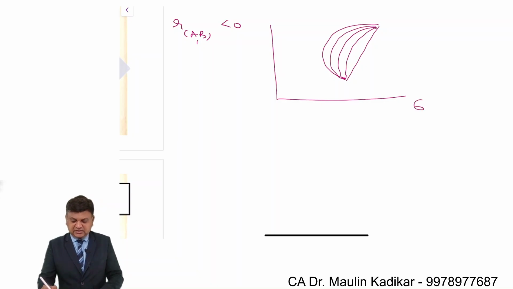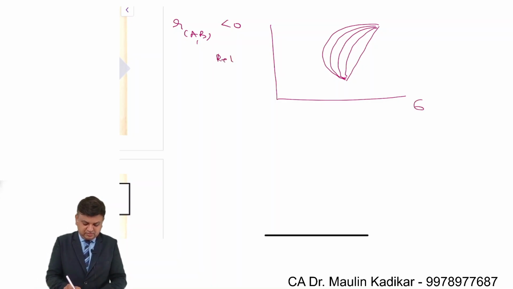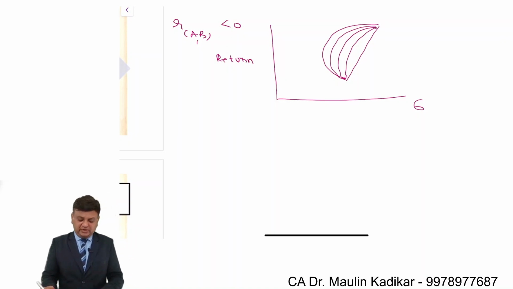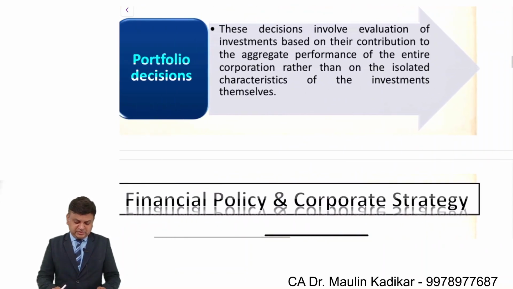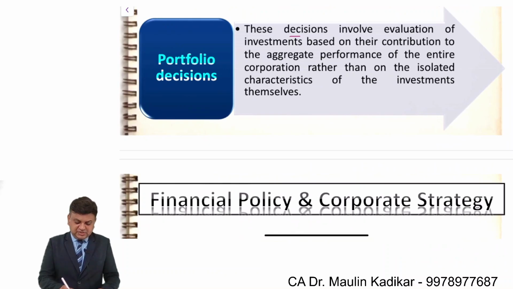On the x-axis we take the risk and on the y-axis we take the return. If you have studied portfolio management, you will be able to understand this diagram, wherein the risk gradually reduces without reduction of the return if the combination has a lower correlation coefficient as far as possible. These decisions involve evaluation of the investment based on their contribution to the aggregate portfolio, that is the aggregate performance of the entire corporation, rather than the isolated characteristics of the investments themselves.